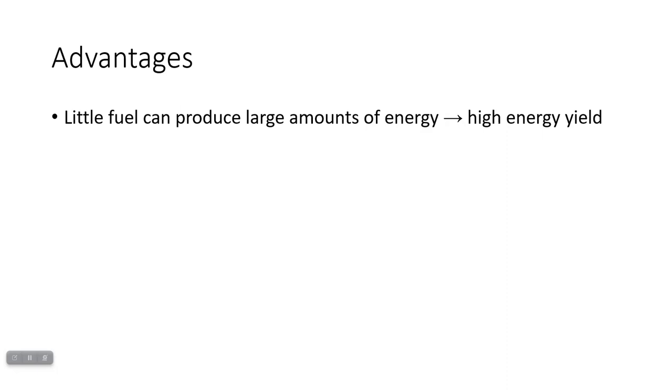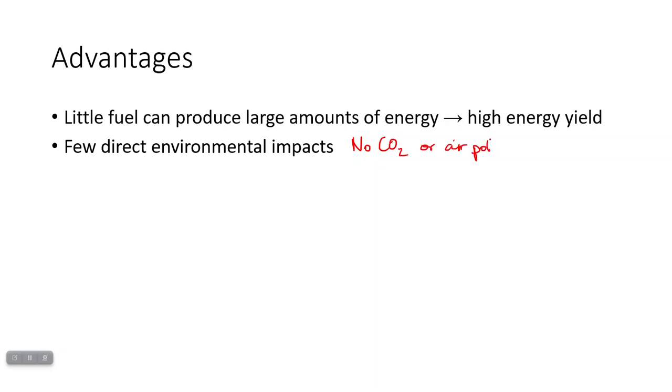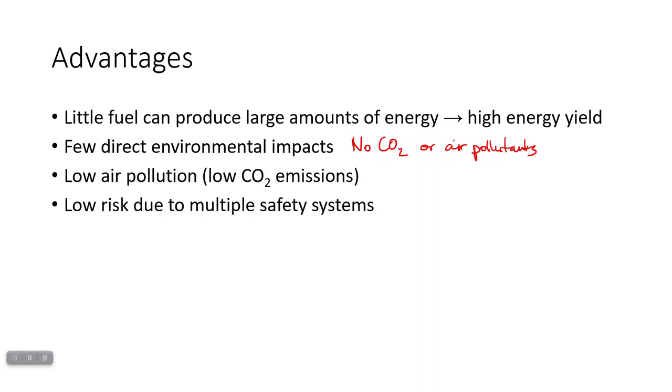So what are the pros and cons ultimately of nuclear power? Well, the advantages: it gives you a lot of energy per amount of fuel, so you can get a lot of energy from a small amount of nuclear material. It doesn't have a lot of direct environmental impacts. The big one is it is not going to release CO2 or air pollution, which is, of course, the big issue with fossil fuels. If you have the security systems in place, then that can decrease the risk of having a nuclear accident.